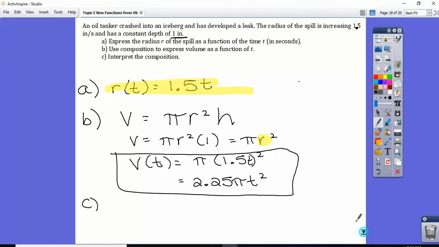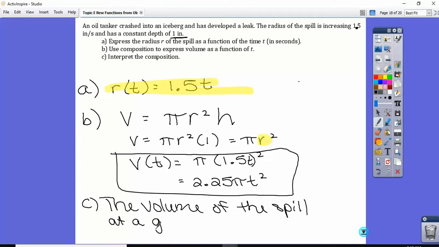Part C, interpret composition. I'm just asking you to tell me, what's this formula telling me? So this is a formula for V. V is volume, so this is the volume of the spill. T is my variable. What's T represent? That's our time in seconds. So this formula would be used to calculate how much oil has been spilled at any given point in time.